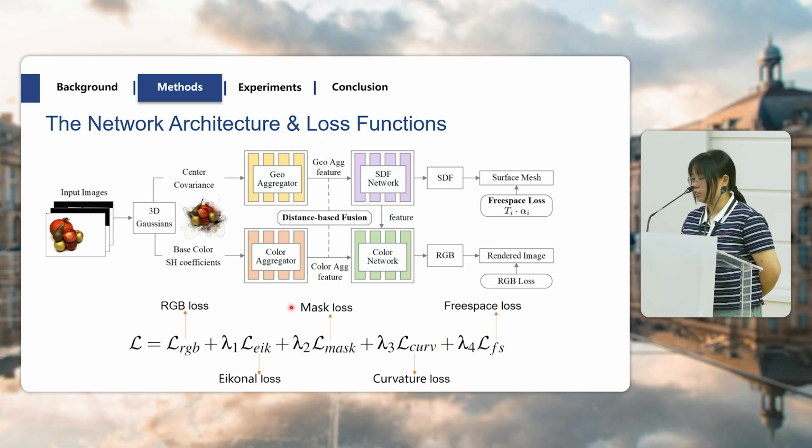Okay, this is the full GSNSR framework. The input image first produces 3D Gaussians. The geometry and color attributes pass through the 2 aggregators. They are then fused by distance weighting. Finally, differentiable volume rendering produces the image. The free space loss handles the empty space in front of the surface, and RGB loss handles the rendered results. We also keep the other losses from our baseline instant NSR.